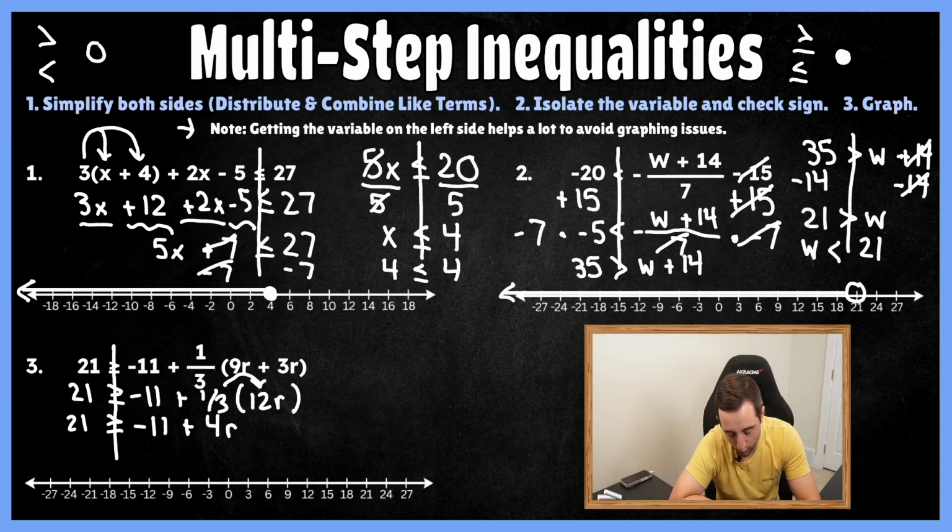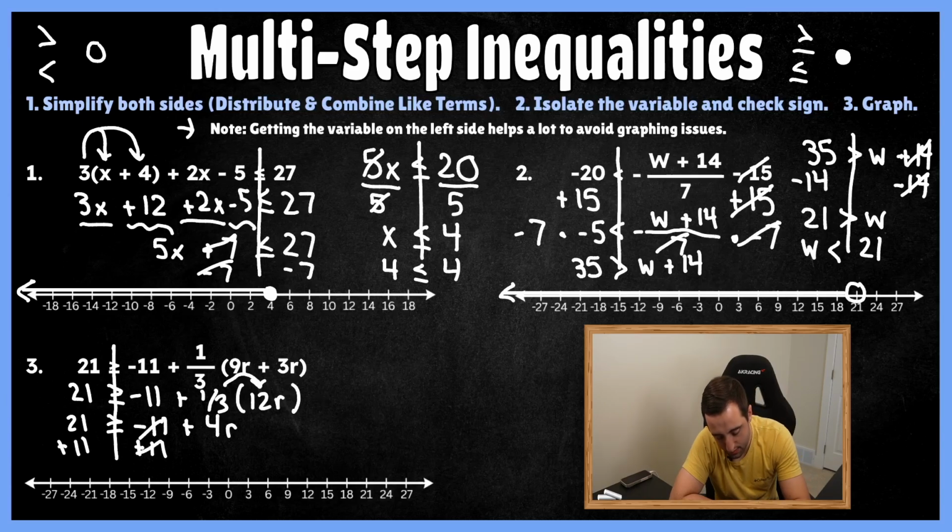So now we're moving on to step 2, isolating the variable. So let's go ahead and get rid of negative 11 that doesn't have the variable attached to it. So we can add 11 to both sides. So plus 11, plus 11. 21 plus 11 is going to be 32. I'm just going to write it over here. Is greater than or equal to 4r.